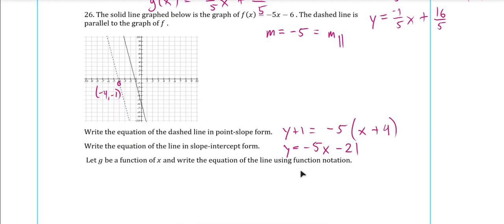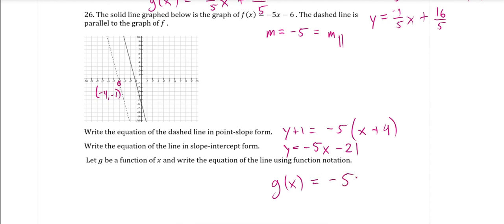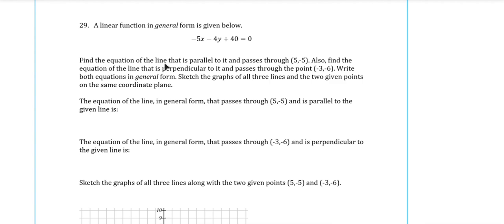As such, in function notation, this would be g of x is equal to minus 5x minus 21, and we leave it at that. It says: find the equation of the line that is parallel to this line and also passes through the point 5, minus 5. Well, let's get this in slope-intercept form so we can see what its slope is, right?